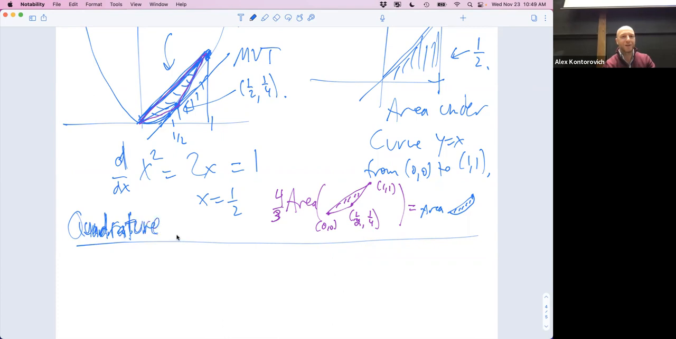Q-U-A-D-R-A-T-U-R. What does quadrature mean? Quadrature of the parabola. What is it? Anybody know? Quadrature means to square something. A quad is like a square. So this means to square.